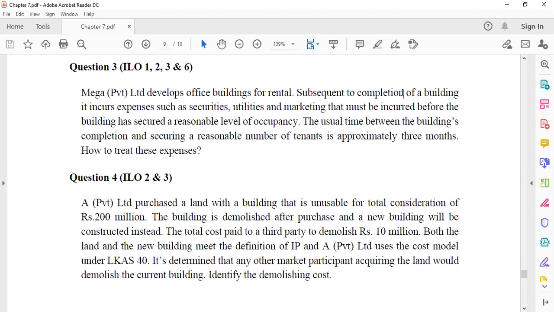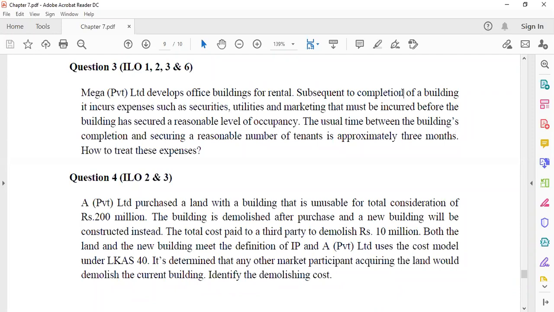So this is something very straightforward, I would say. It's a very straightforward thing. Make a hard and straightforward deyak standard eke pahadiliyum kiyala tiyenawa. The cost that you incur once the investment property comes to the intended use until you get the required level of occupancy, those costs cannot be capitalized.